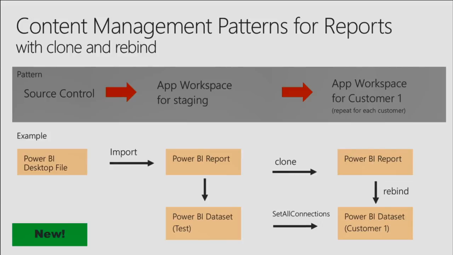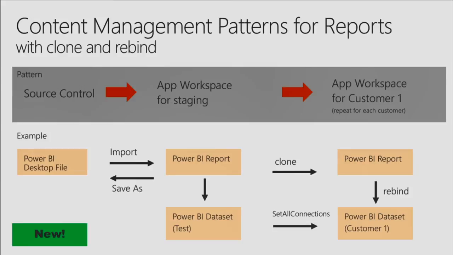So if the data set that I uploaded initially was for my test data, if I have customer 1, customer 2, customer 3, I can have separate data sources for each of those customers, and I can set the connections for each report to each customer's data. So I can isolate the data underneath the covers between customers. And then I'll use this rebind API, which will marry those two things together so that the report is now looking at that data set. Right? So that's the content management pattern. You're going to see that as you start doing this at scale, you're going to start using this pattern.